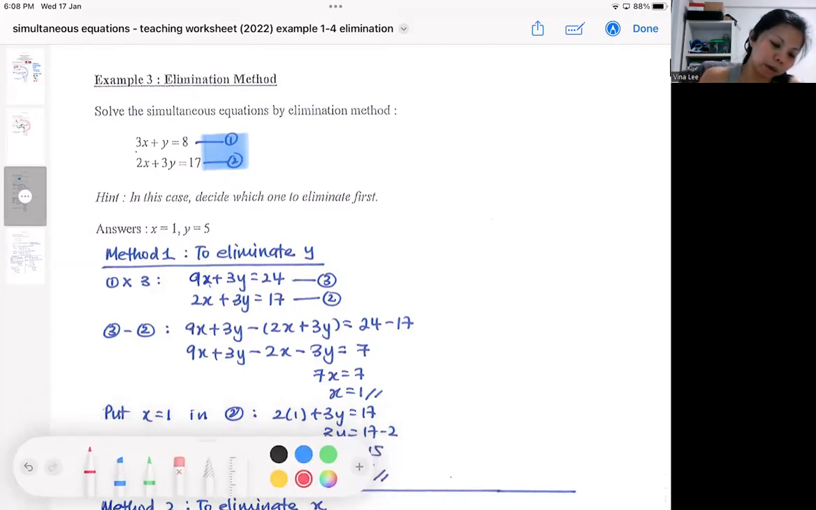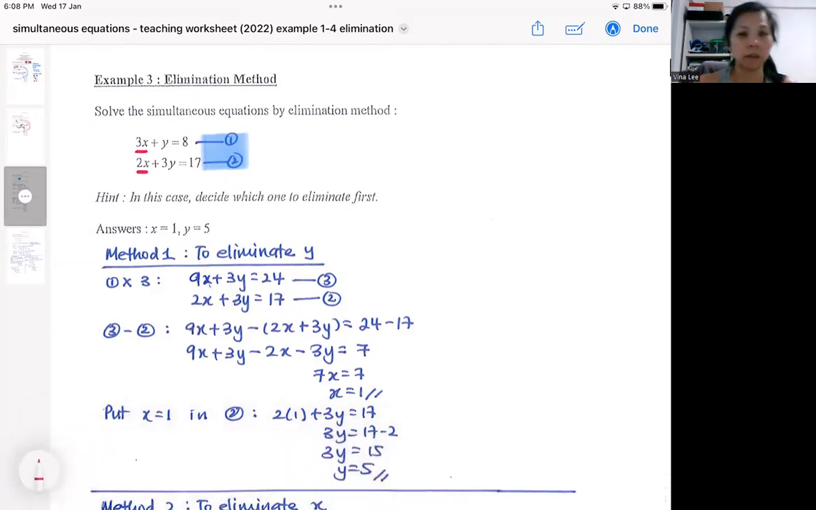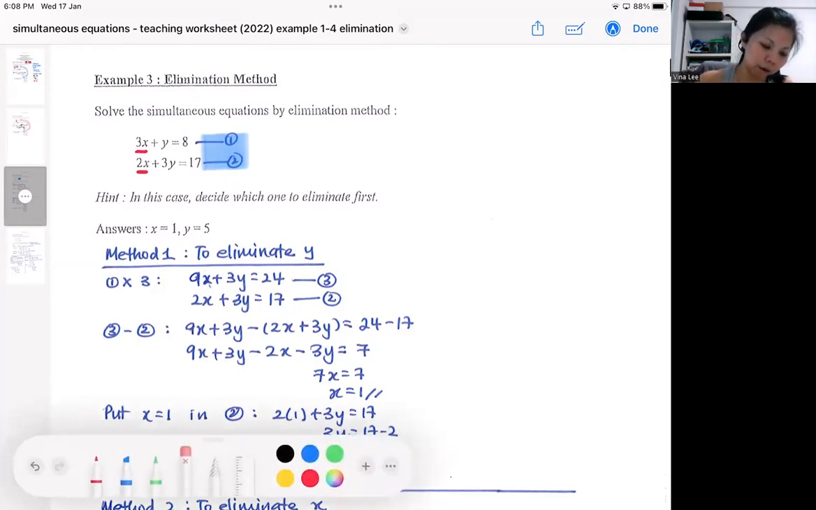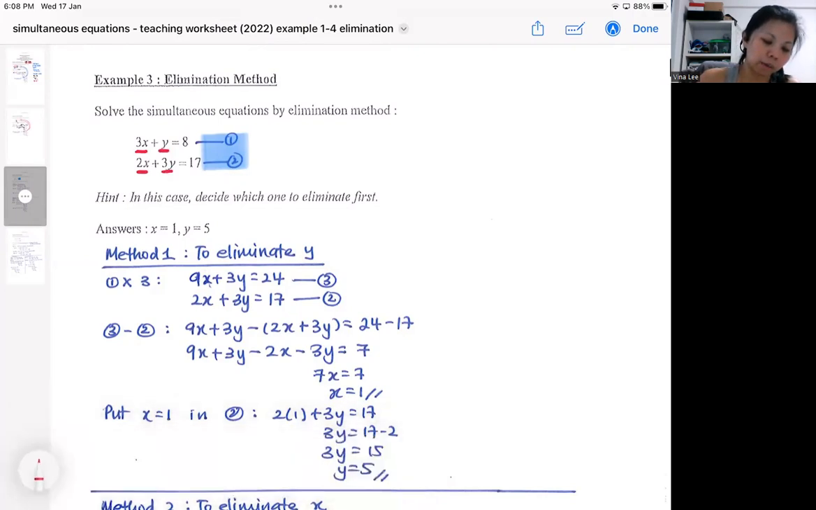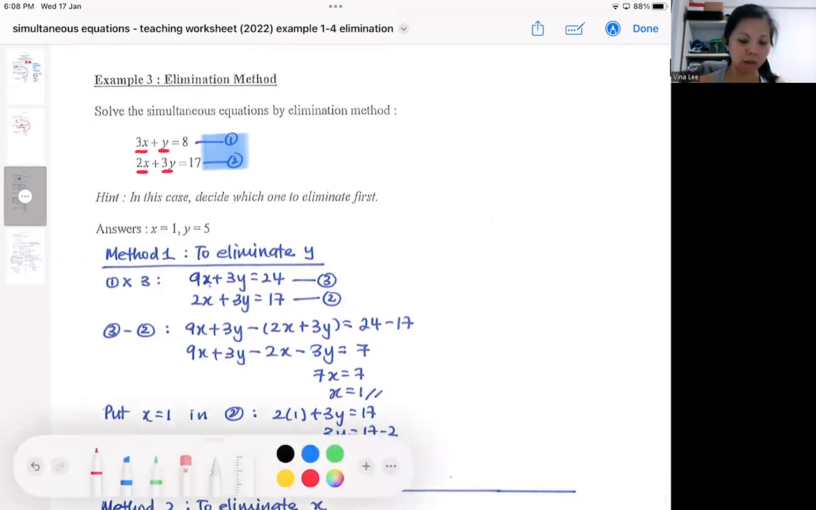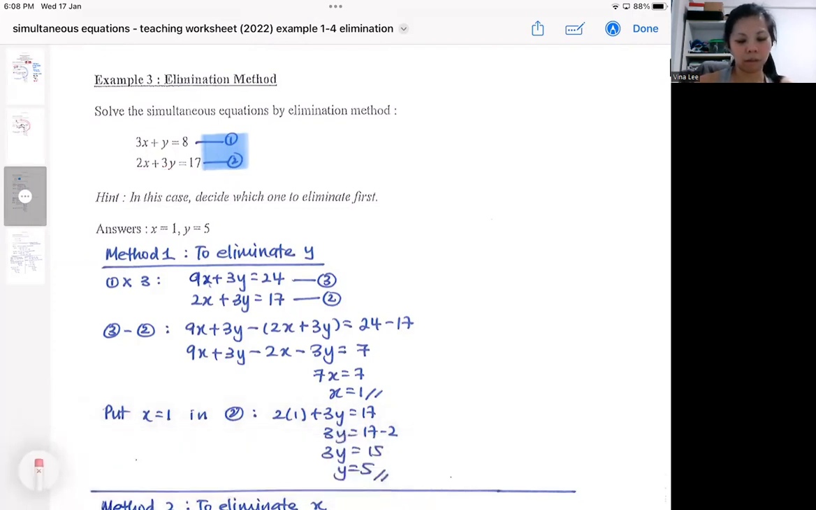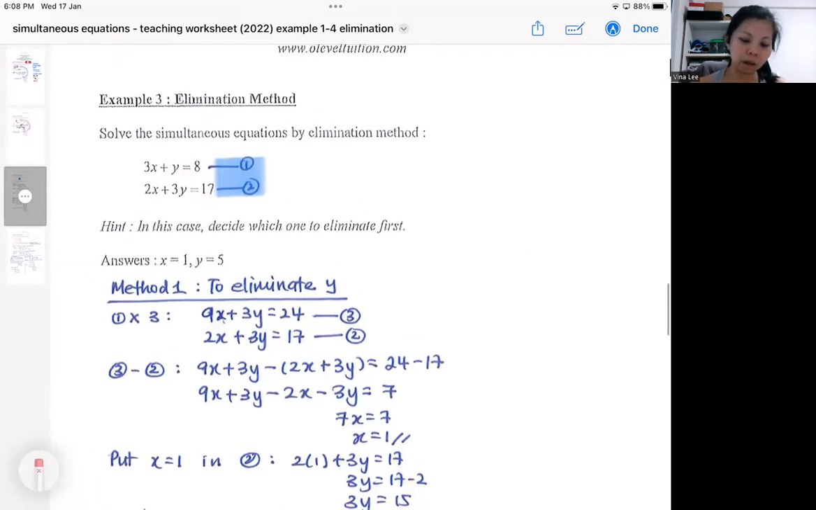So for example, if you look at x, I don't have the same algebra, 3x and 2x. Or if I look at y, I also don't have the same algebra because it's y and 3y. So you need to make some same algebra. First of all, very simple, you can decide which one you want to eliminate first. In this case, if there's no same algebra, you decide yourself.